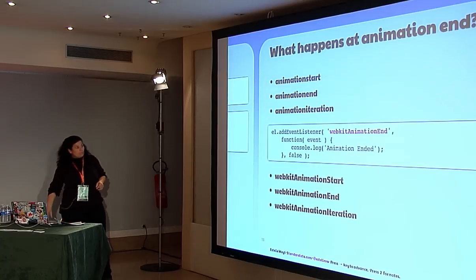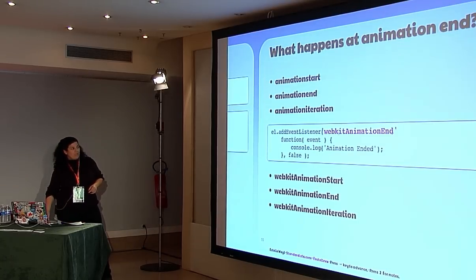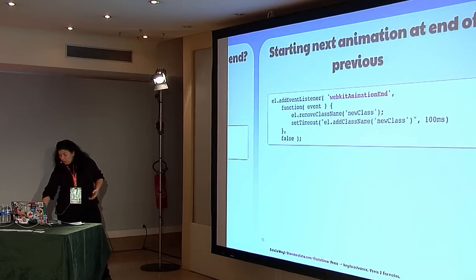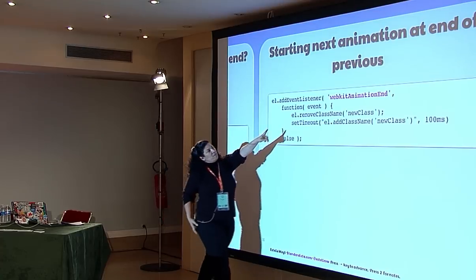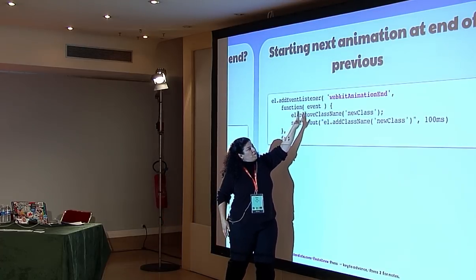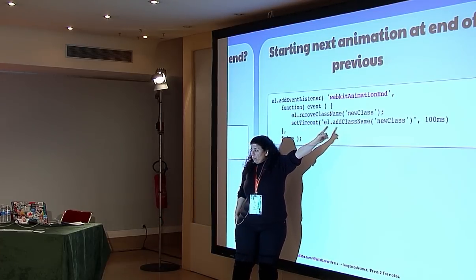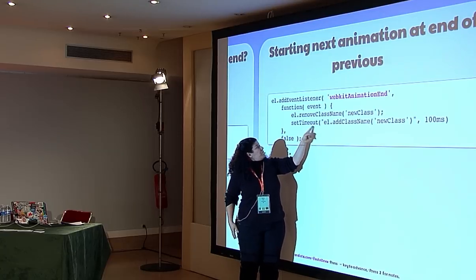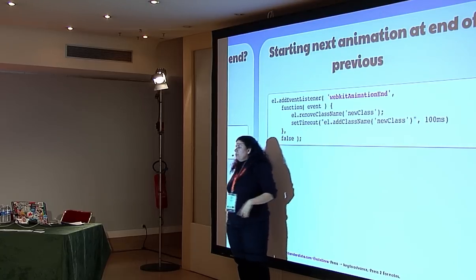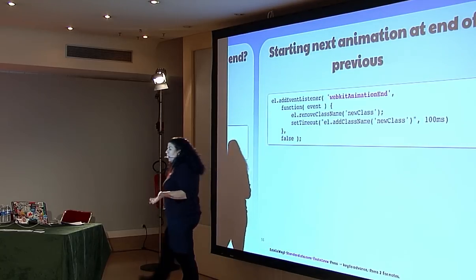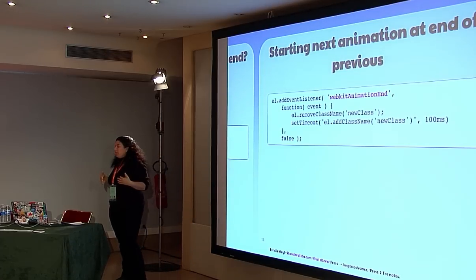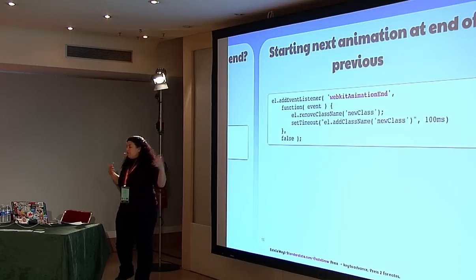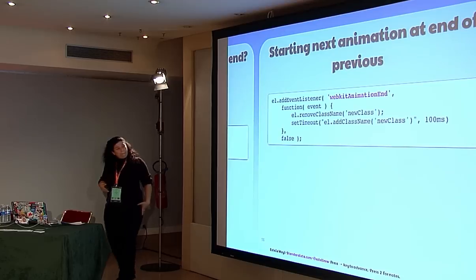So, you know, here I did add event listener webkit animation end, console log animation ended. Whoop-de-doo. This is actually more relevant. Add event listener animation end, do whatever you need to do, remove the class, and then after 100 milliseconds put it back on. Why? Because if I remove it and put it back on right away, it won't know that it was ever removed, and it won't do whatever I wanted it to do.